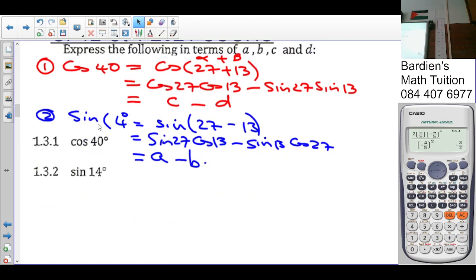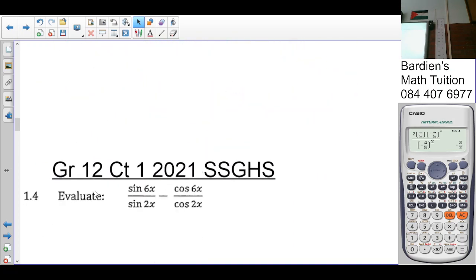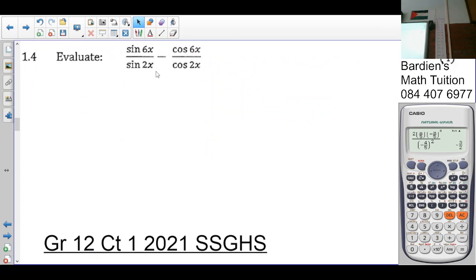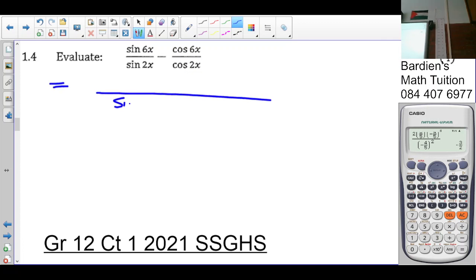Alright, let's carry on. The next question. It says in 1.4 evaluate, or simplify, or calculate, it all means the same thing. Okay, so what do we notice? What must be done first here? LCM, not so? What's my LCM here? Sin 2x cos 2x. So that must be multiplied by what? Cos 2x. So it's going to be sin 6x cos 2x minus cos 6x sin 2x.